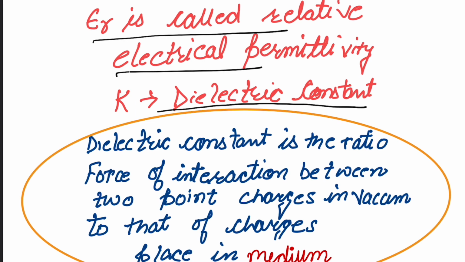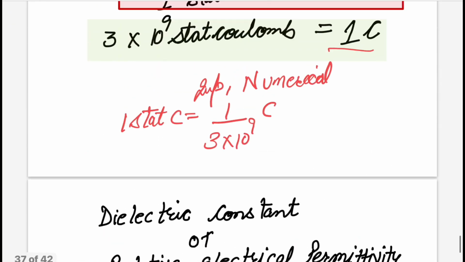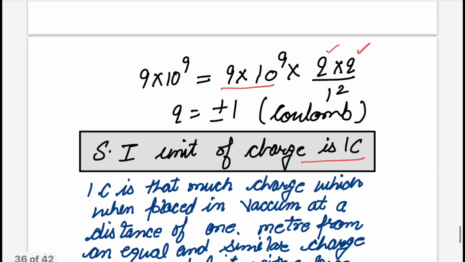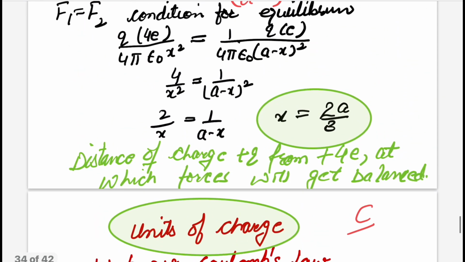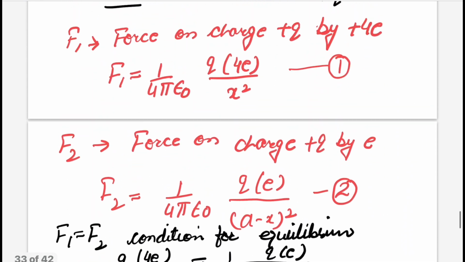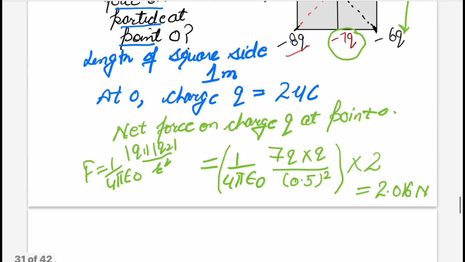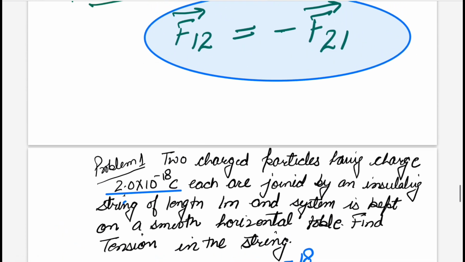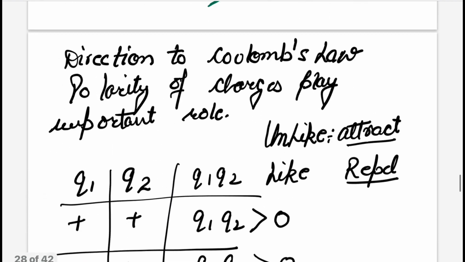While defining Coulomb's law in the video, we said that the Coulomb force is dependent upon the medium, right? Because epsilon m and dielectric constant are properties of the medium, right? So dielectric constant is the ratio of the force of interaction between the two point charges in vacuum to that when the charges are placed in the medium.